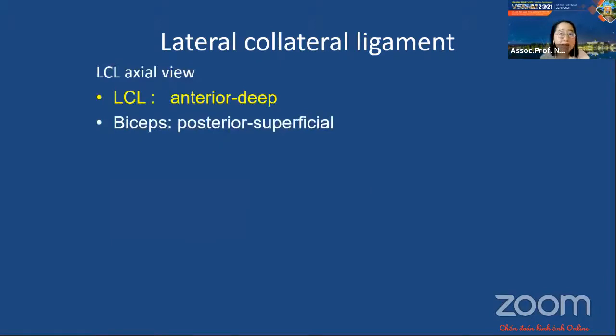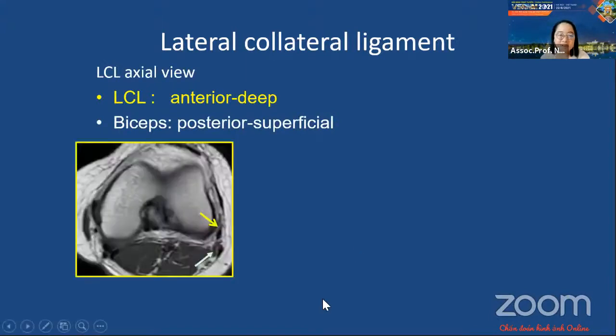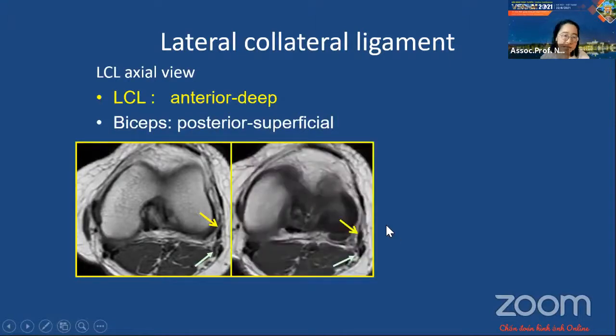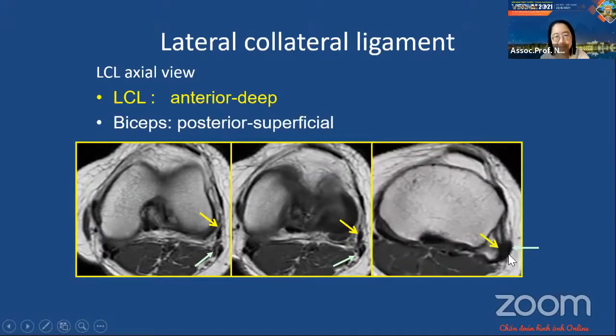Usually, if it's quite difficult to see on coronal or sagittal view, we can use the axial view. First of all, start with the lateral collateral ligament, anterior and deep, and biceps femoris, posterior and superficial. Go down with the lateral collateral ligament anterior and deep, and biceps femoris posterior and superficial, and finally inserting on the fibular head.